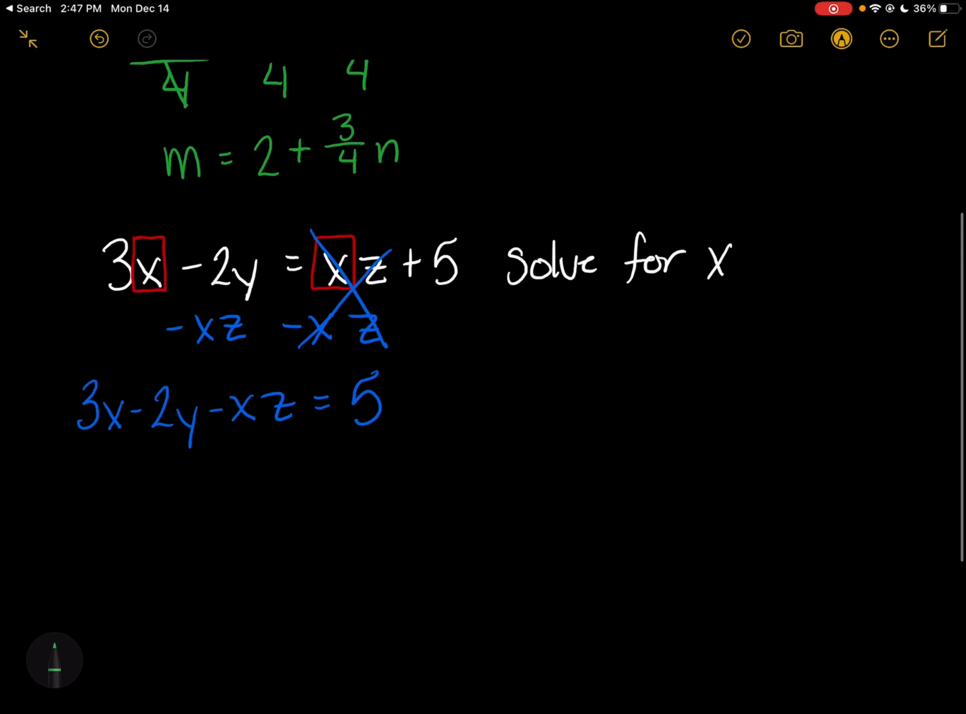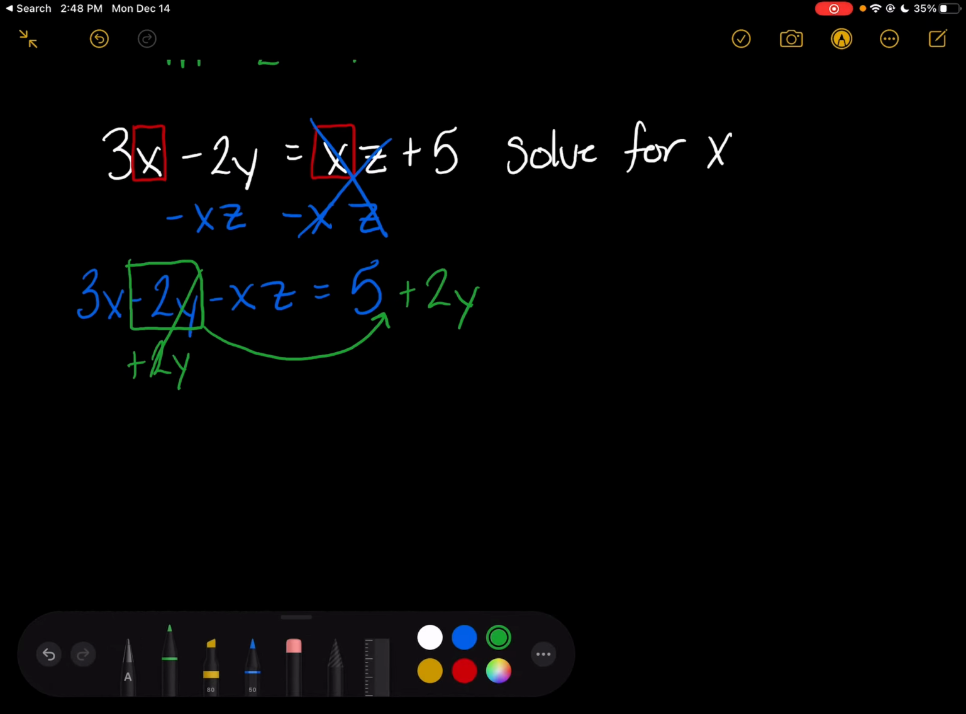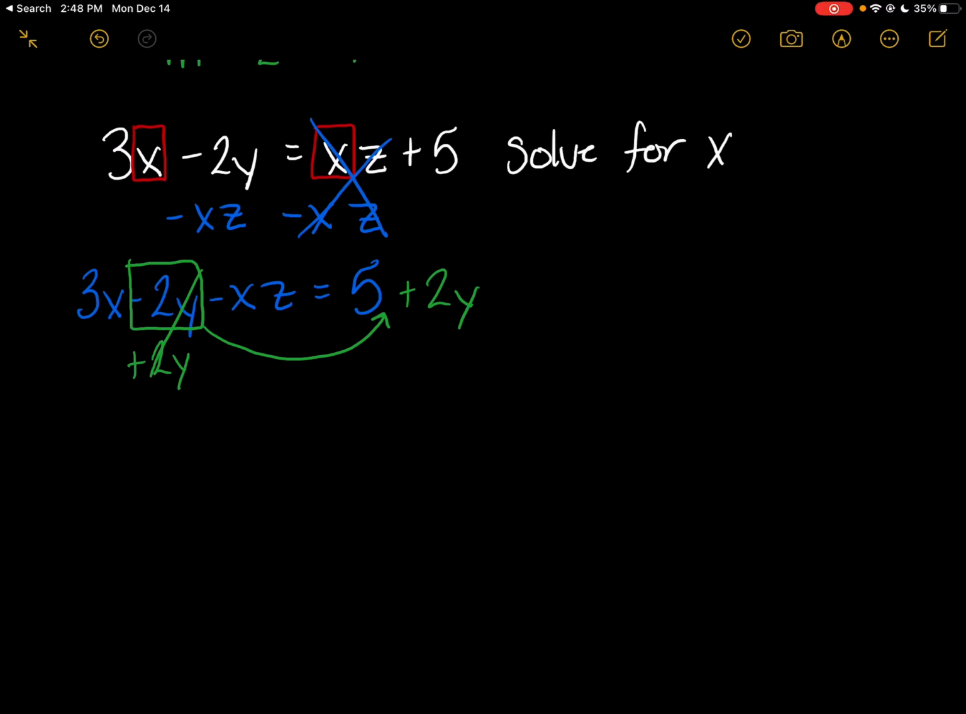Next, I have this extra 2y that does not have any x's on it, and I need to move that over to the other side. Because it's being subtracted, I'm going to add it. Because 5 and 2y are not like terms, I can't put them together. I can just have them sitting side by side. So now I'll have 3x minus xz equals 5. And this is where the tricky part comes in.